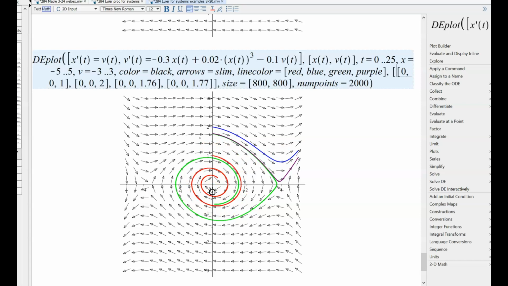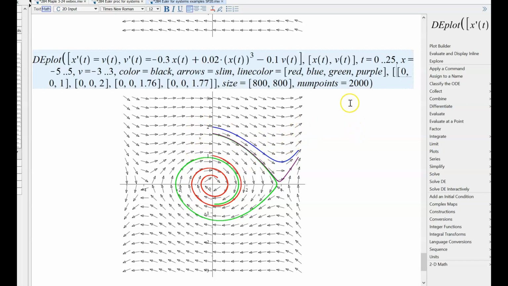DEplot, unless we specifically tell it to use Euler's method, will use something more sophisticated like the Runge-Kutta method. Now the next one, starting at 0, 2, that's the one in blue, it's going up and to the right. We'll expand that in a minute.